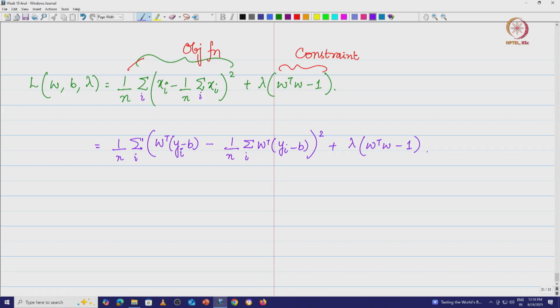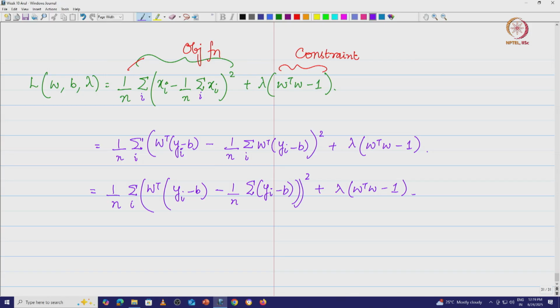Okay. So, I can take this w transpose out. So, I have 1 by n into sigma over i, I will take w transpose everywhere. I will take this as yi minus b minus 1 by n times sigma yi minus b, the whole squared, everything squared, right, plus lambda into w transpose w minus 1. This is what I have, right.